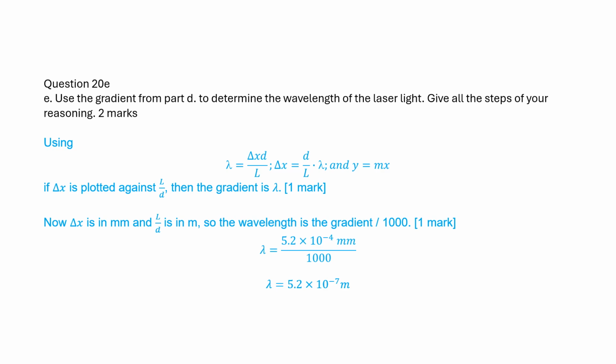If x is plotted against the ratio of L to D, then the gradient is lambda. Since the units of the gradient is millimeters, the wavelength is converted to meters by dividing by 1000.